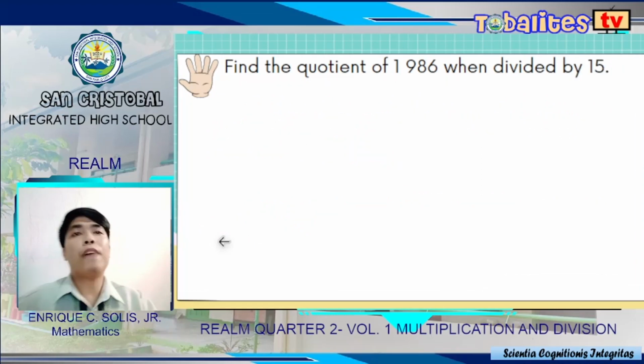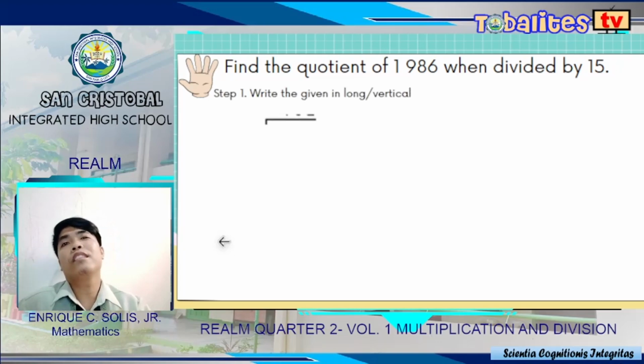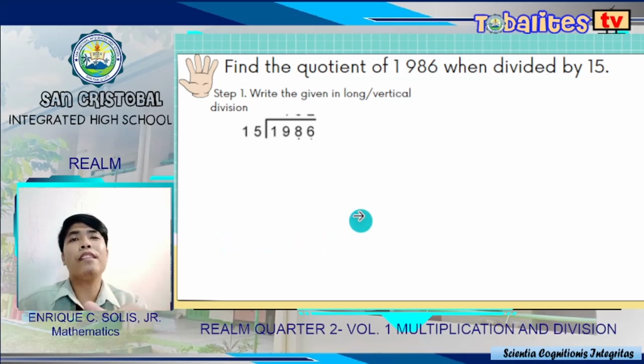Example, find the quotient of 1986 when divided by 15. So again, step 1, write the given in long or vertical division. So again, to read it, start first inside the division symbol. 1986 divided by 15.